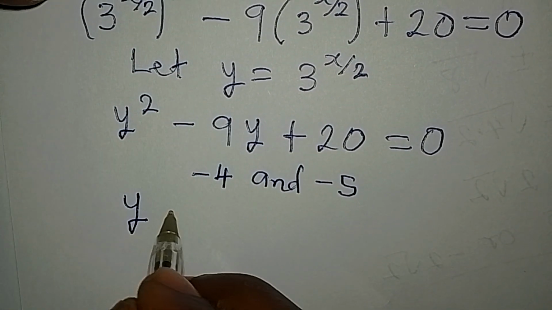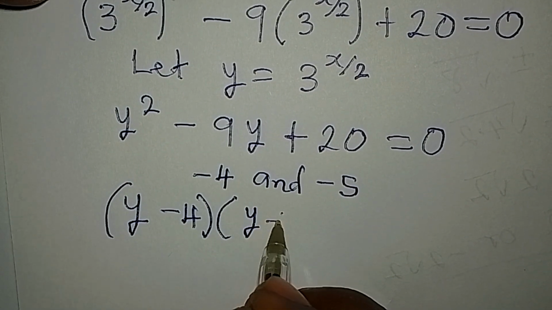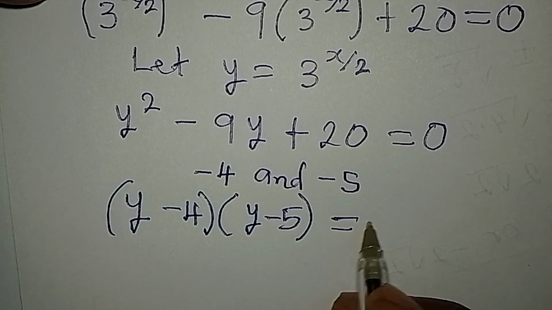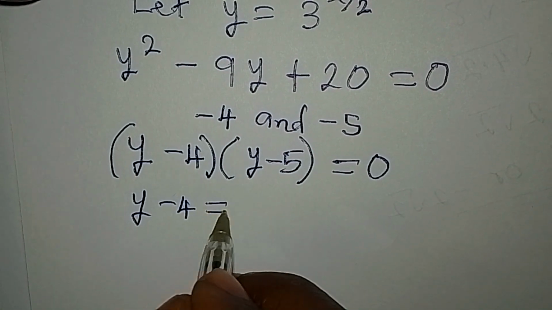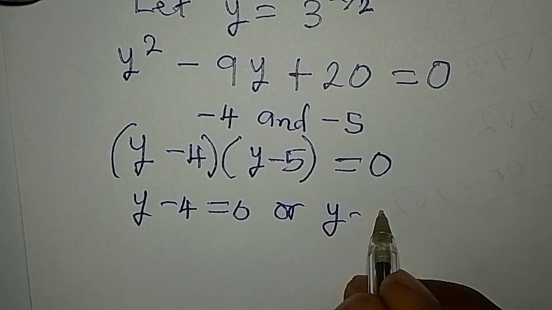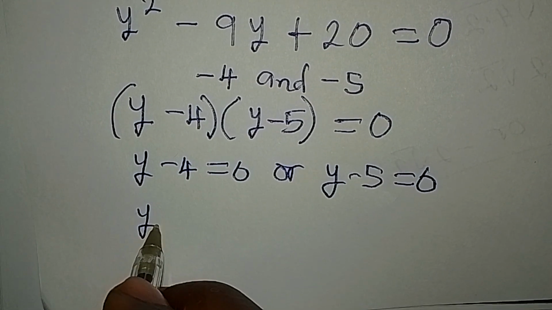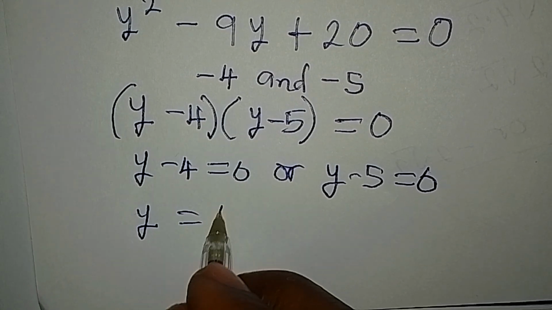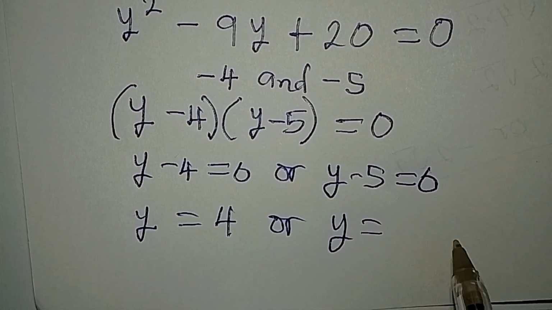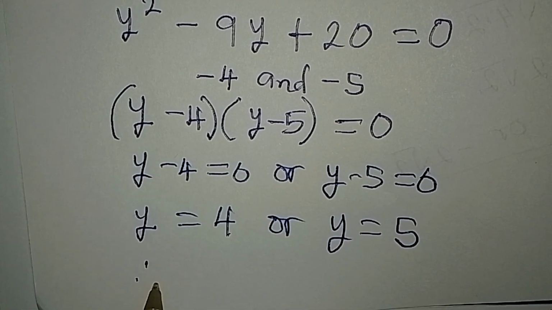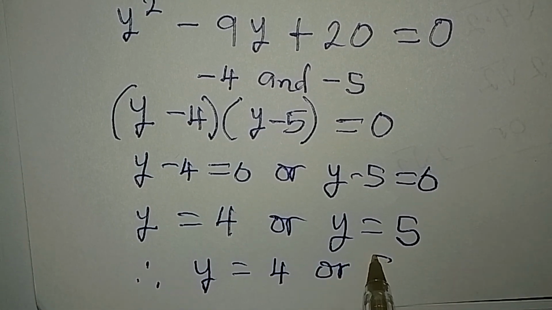The factors are y minus 4 and y minus 5, right? So both of them will be equal to 0. Now we say that y minus 4 equals 0, or y minus 5 equals 0. So from here, y is equal to 4, right? Because 0 plus 4 is still 4. Or from here, y will be equal to 5. Therefore, we can say that y is equal to 4 or 5.